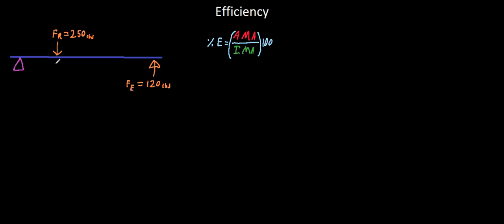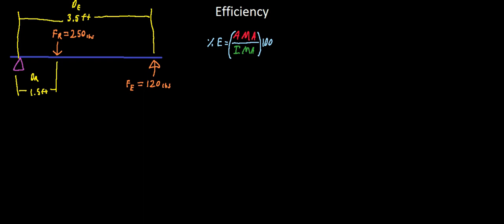And let's say our distance from our force resistance to our fulcrum, or in other words, our distance resistance, is 1.5 feet. And then let's say our distance from our fulcrum to our effort force, that would be our distance effort, by the way, of course, let's call that 3.5 feet. And then I'm going to ask you, what is the percent efficiency? So percent E equals question mark.